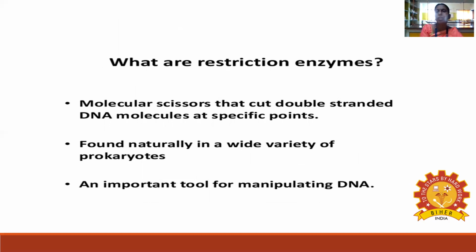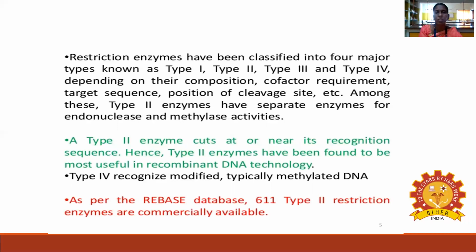The cutting section is called molecular scissors. Molecular scissors means restriction enzymes. Restriction enzymes cut the double-stranded DNA molecule at a specific point, because DNA is a right-handed double helical structure. They are found naturally in a wide variety of prokaryotes. They are an important tool for manipulating DNA, so if you want to manipulate DNA, you have to use them. Therefore, they are called restriction enzymes.